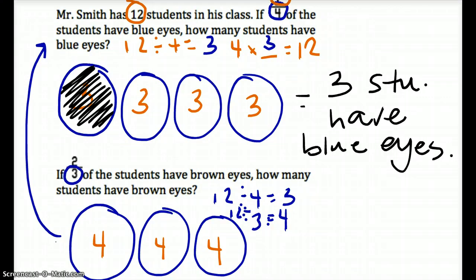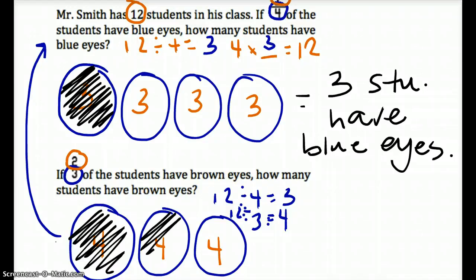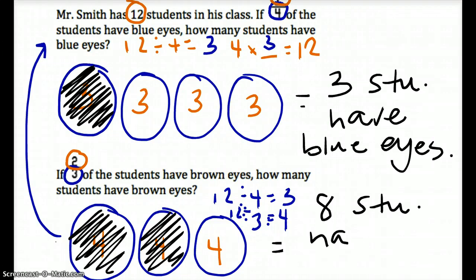Now, remember our numerator, which is this top number, tells us how many of these groups I want to look at or shade. So in this case, I'm looking at 2 groups. So I'm going to shade 2 of my circles. So this first circle had 4 students. This second circle had another 4 students. I know 4 plus 4 is 8. So that tells me that 8 students have brown eyes.